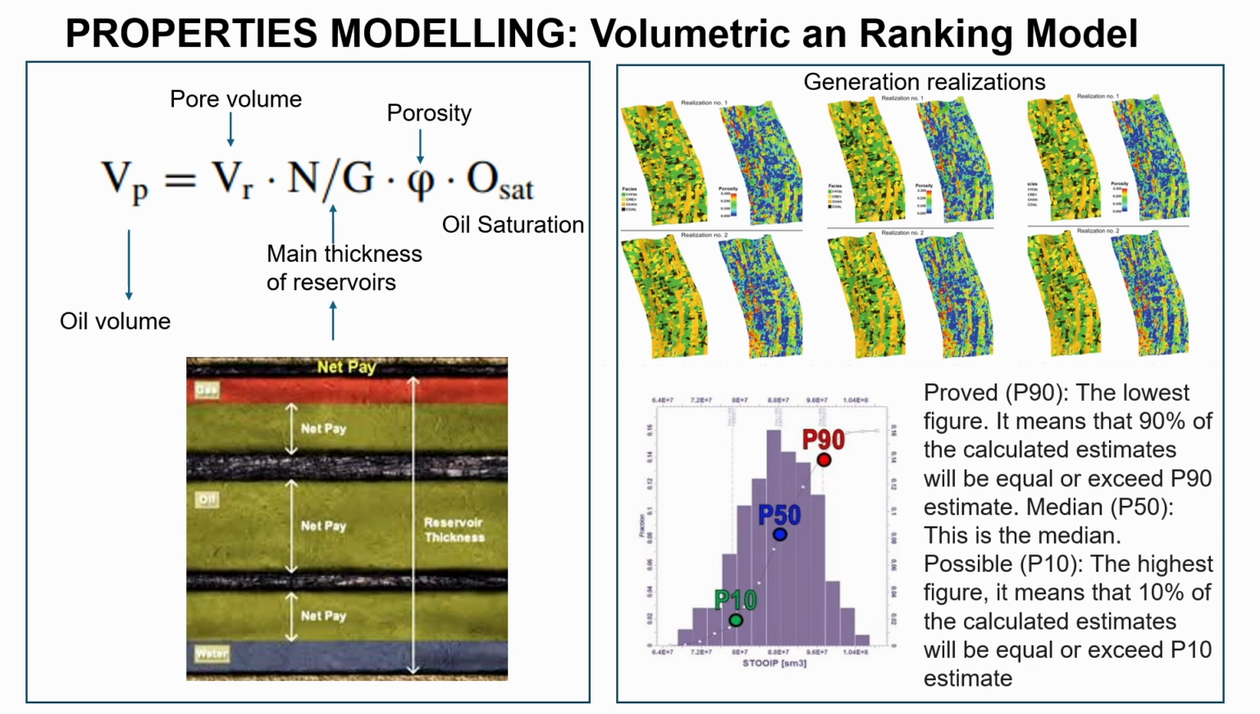This is how real development decisions are made. Engineers and managers ask, what is the conservative case, the most likely case, and the optimistic case? Ranking realizations helps select representative cases for further study and simulation.